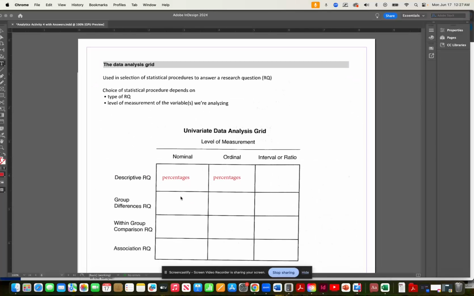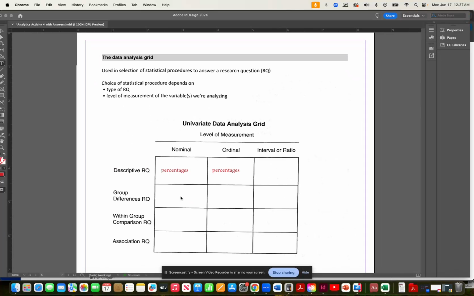And then the last topic is the data analysis grid. And this data analysis grid is something that I used in my own studies of statistical analysis, marketing analytics, because as you've heard me say a couple times before in earlier video tutorials, we need to know a few things about what we're dealing with in order to know what type of analysis to perform.